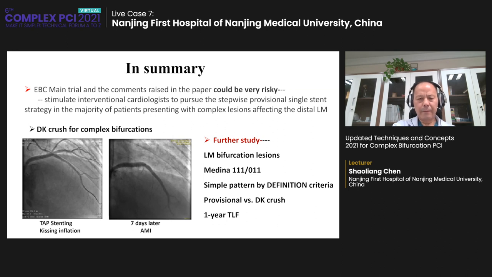So in general, for the future of stenting technique trials for distal left main bifurcation lesions, we are trying to design one more study to compare DK crush and provisional stenting for simple distal left main bifurcation lesions, stratified by definition criteria. So the primary endpoint could also be 1 year TLF.